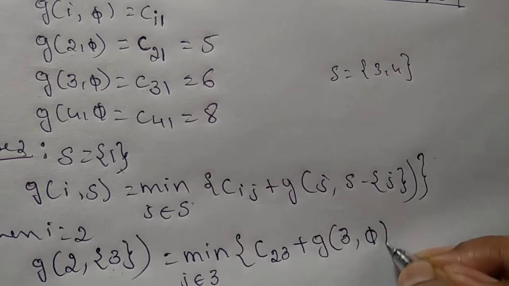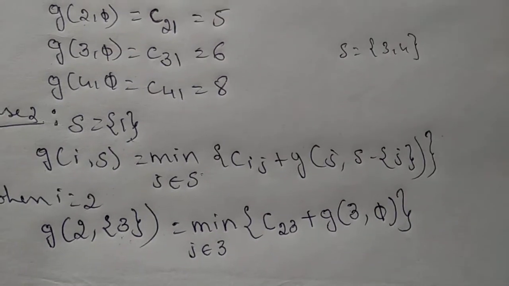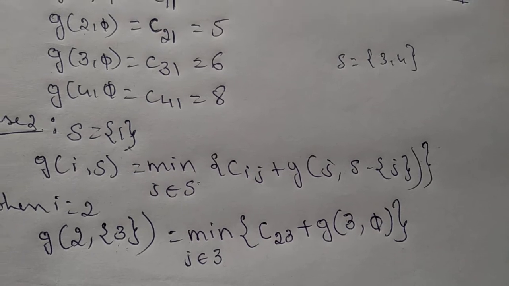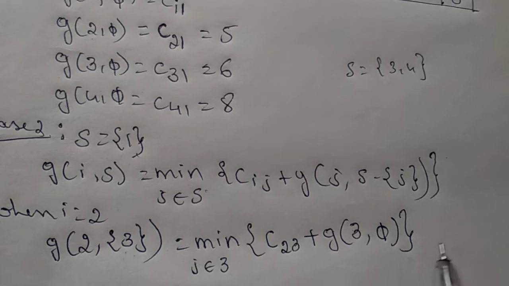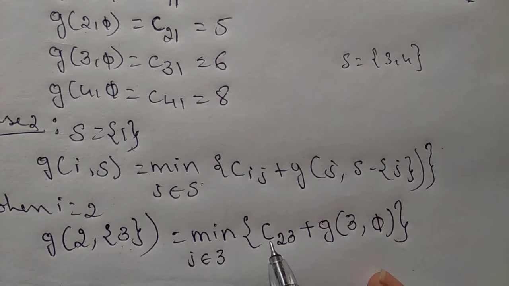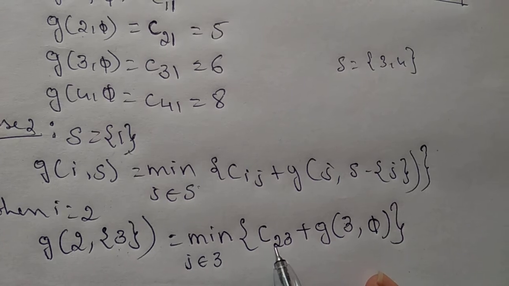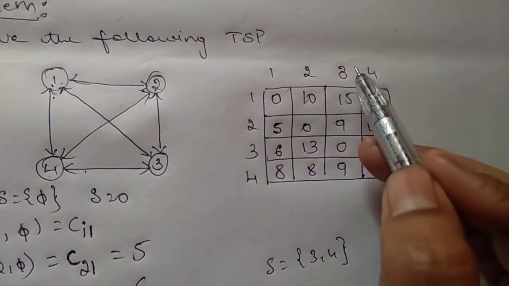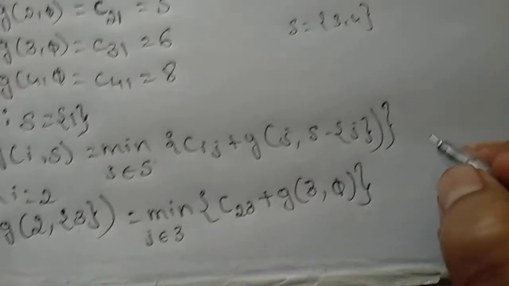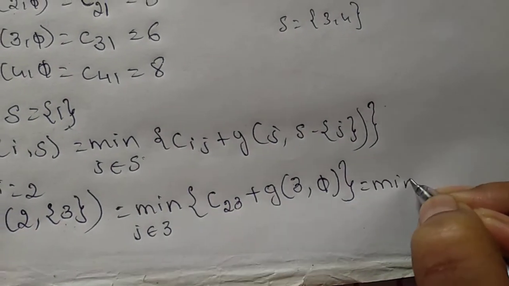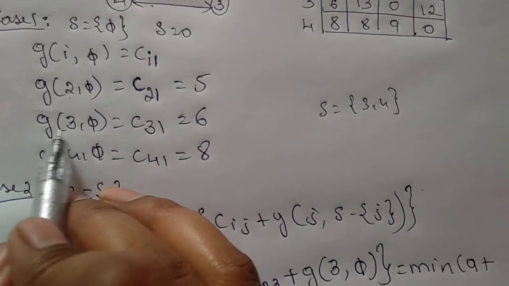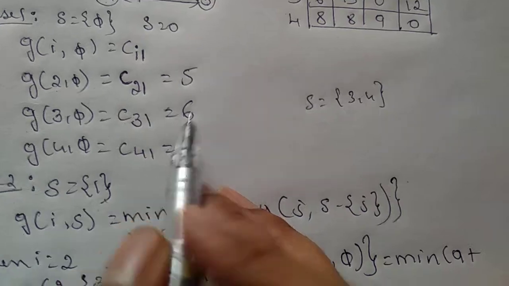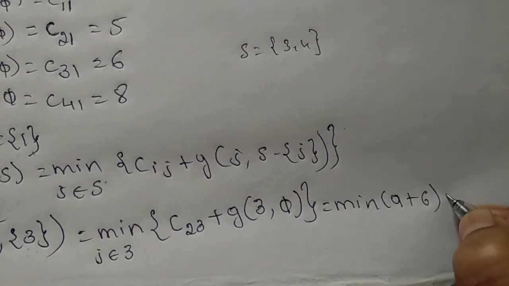3 minus 3 is 0, but here we cannot take 0. We have to take it as 5. So 3, 5. Okay. Now here C of 2, 3 means the cost from vertex 2 to 3. What is it? It is 9. So I'll write min 9 plus G of 3, 5. G of 3, 5 value we have already calculated. It is 6. 9 plus 6 is equal to 15.